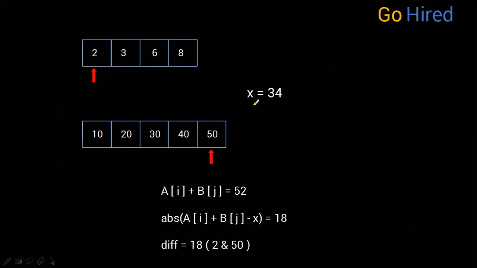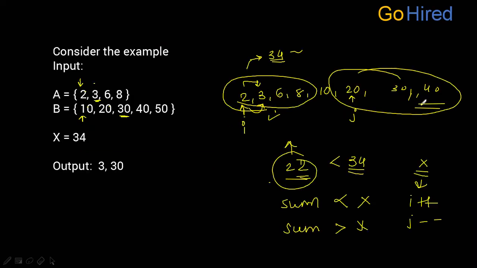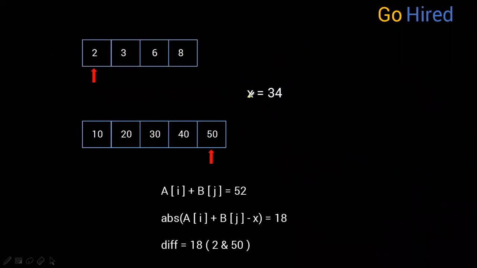Let's see. I'm using the two pointers approach, one starting from the last and another starting from the first. Over here I'm doing the same thing. Instead of a single array, I have two arrays. I have i pointing to 2, and I have j pointing to the last element of b. Then I see 50 plus 2 is 52. The absolute difference is 18. Which is larger? 52 is larger than 34.